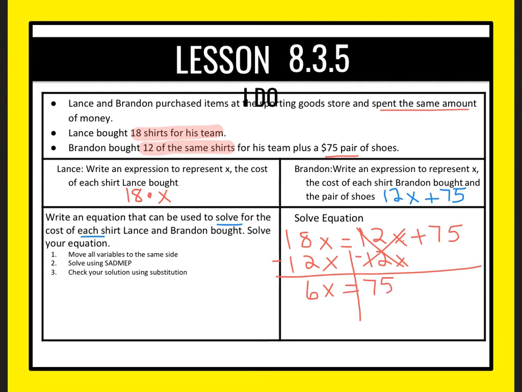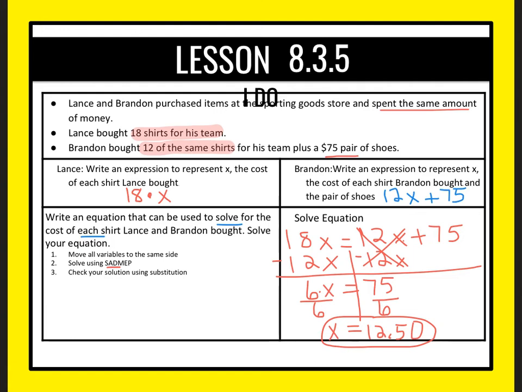So now I have to undo the multiplication, right, using SADMEP. So since I'm multiplying, I'm going to do the inverse of that and divide by 6 on both sides. And when I take 75 and divide it by 6, that gives me the cost of the shirts, which is $12.50.